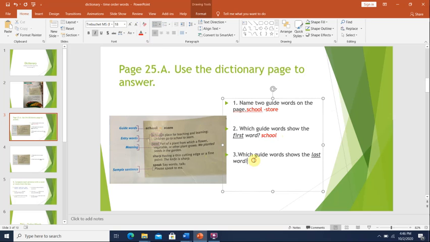Okay? Which guide word shows the last? We go to the guide words. If this is the first, then that means this will be the last. So store is the last entry word on the page. Again, where will you find the guide words? On the top of the dictionary page. Every dictionary page has 2 guide words on top. The one on the left is the first word, and the one on the right is the last word, or the last entry word on the page.